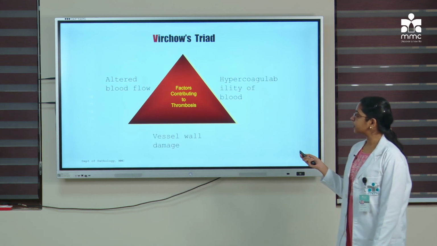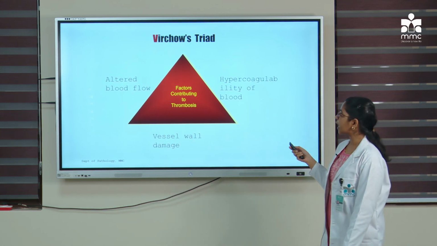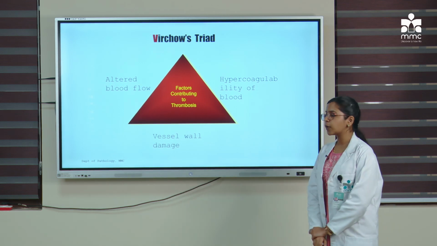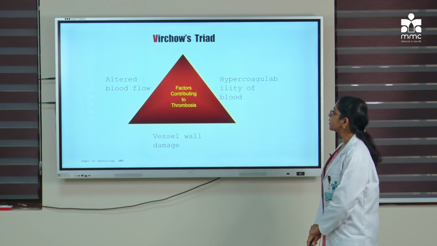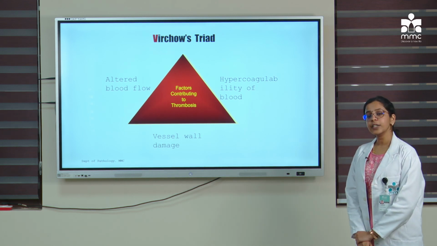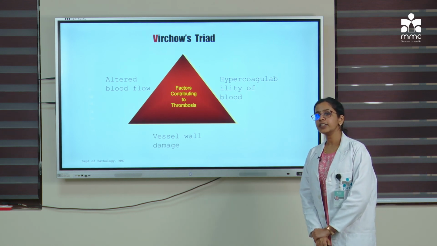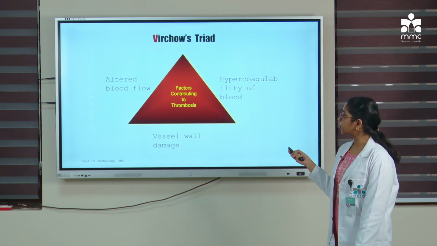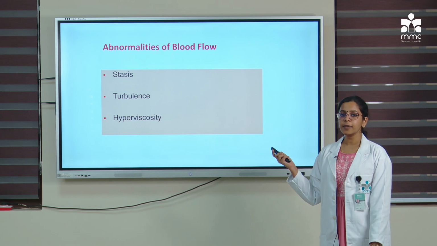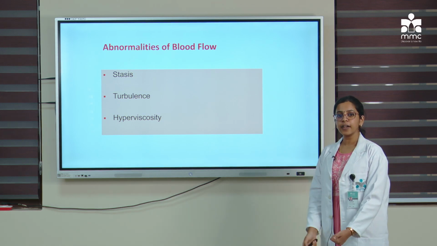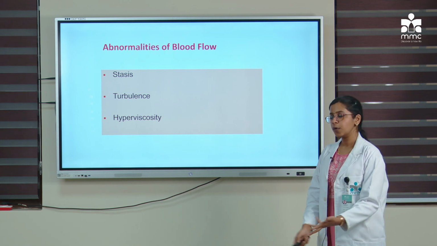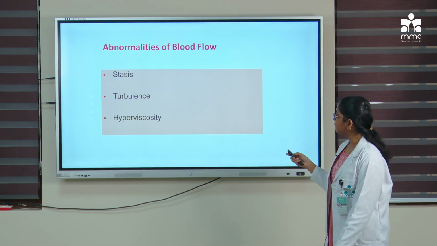These are the various factors. So it's a triangle, it's a triad. We have factors which are contributing to the thrombus formation. The first and foremost one is altered blood flow, the second one is hypercoagulability of the blood, and the third one is vessel wall damage. We shall discuss all of them in detail. The first one is altered blood flow. In abnormalities of the blood flow, either there could be a stasis of the blood, or there could be a turbulent blood flow, or hyperviscosity of the blood, or of the RBCs itself.